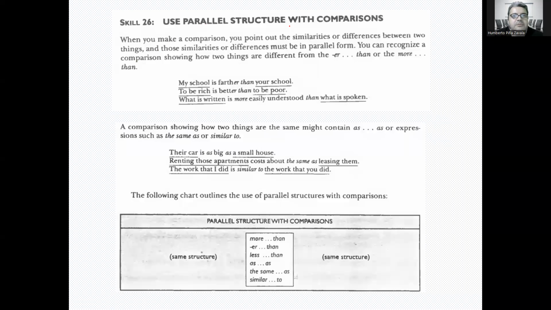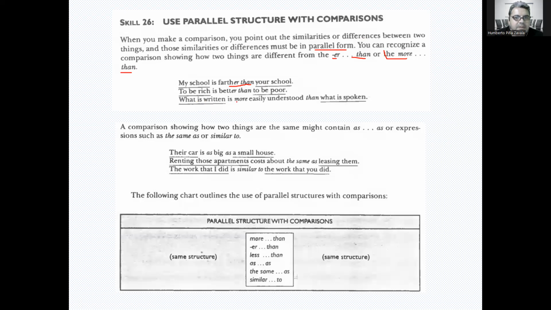Number 6, parallel structure with comparisons. Here you want to be careful with the comparisons. When you make a comparison, you point out the similarities or differences between two things, and those similarities or differences must be in parallel form. You can recognize a comparison showing how two things are different from the -er than, like farther than, or more than.